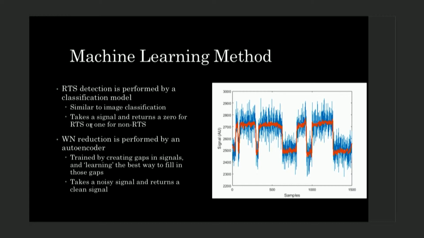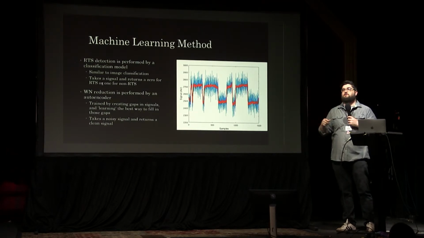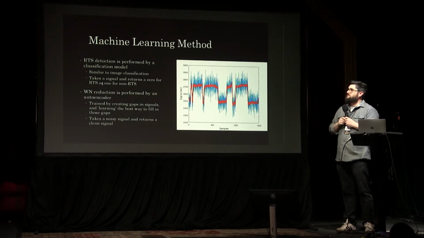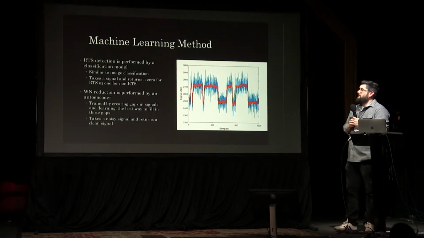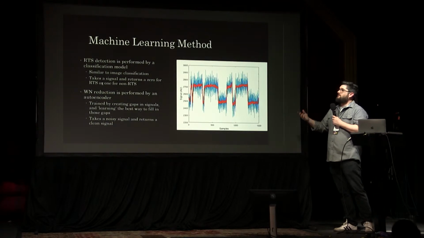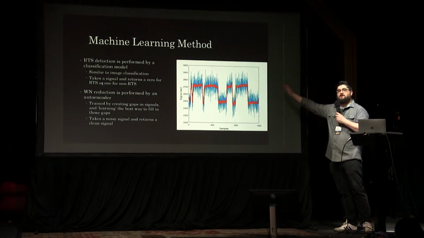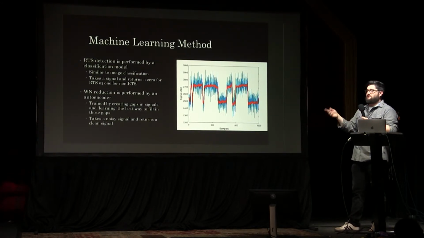The first is a classification model, and it works very similar to image classification, but instead of doing 2D convolutions like we've seen a few times over the last couple days, I do one-dimensional convolutions. I trained a model to give me a 0 if it's an RTS pixel, something that's fun and interesting for me to look at, or a 1 if it's a non-RTS pixel and I don't have to look at it.